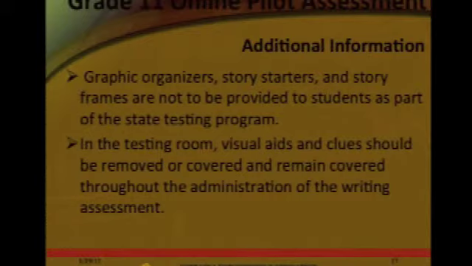Also, I want to draw your attention to the second bullet on this particular page.